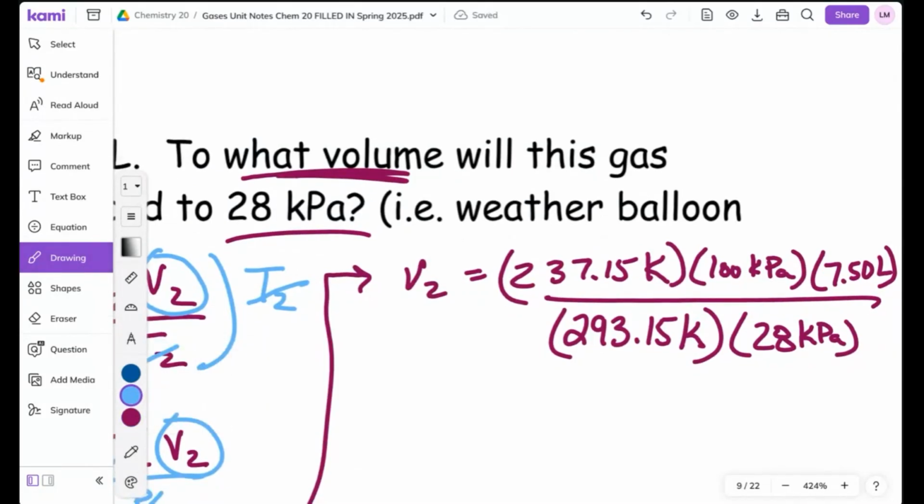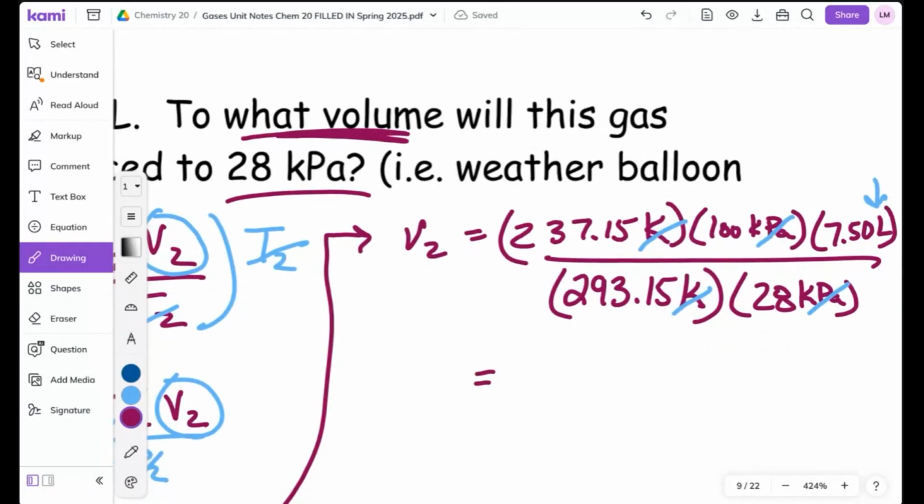All right, so Kelvin is in the numerator and denominator, so those cancel out. Same with kilopascals. And so we know now that our units will be in liters. So if I multiply everything in the top and then divide by the product of the two values in the denominator, what I'm going to get is 21.6688, number keeps on going on forever, liters.